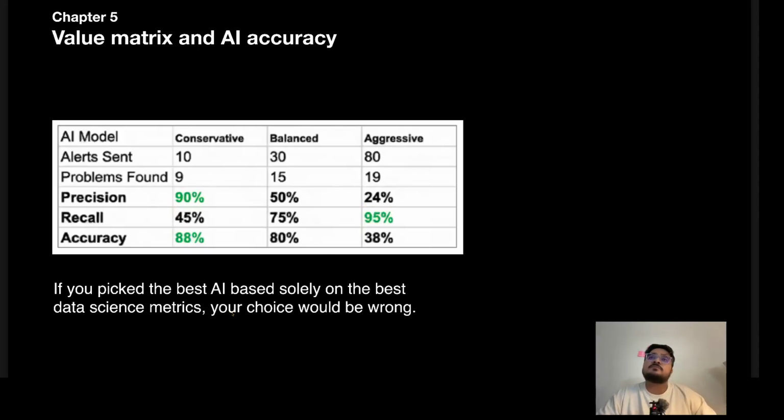Okay, so now just think about which is the best AI model out of this. You will say, okay, the conservative is the best because it has the best precision and accuracy, but it's not the case in the real world. If you pick the best AI solely on the best data science metrics, your choice would be wrong. So why would it be wrong?